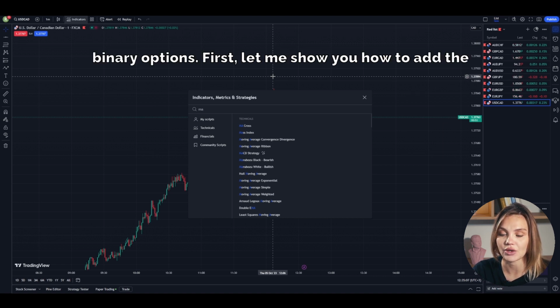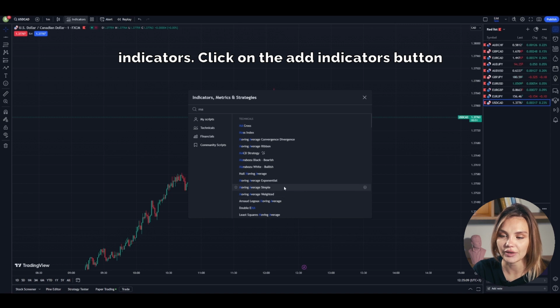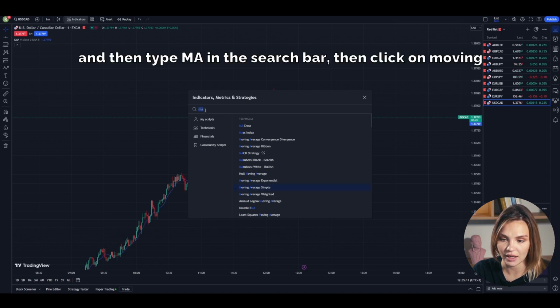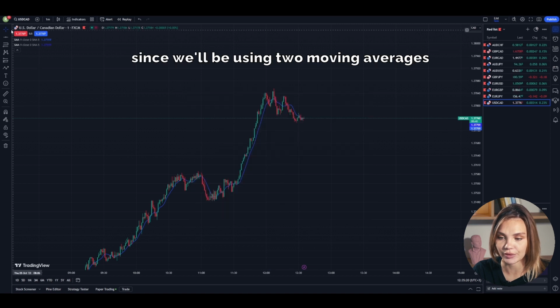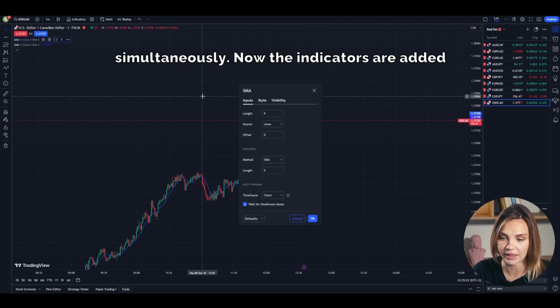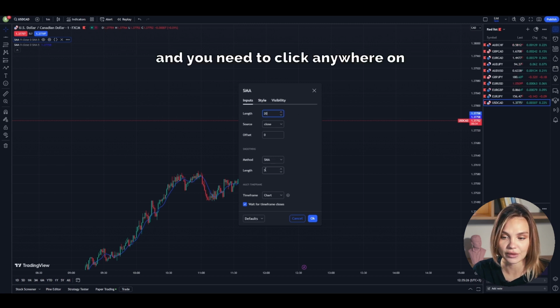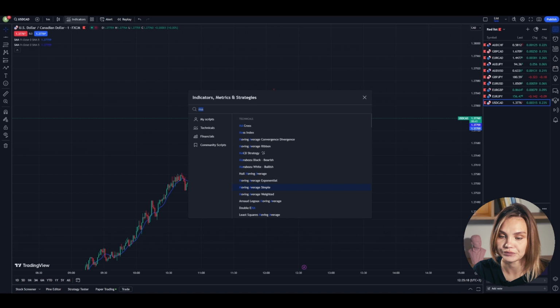First, let me show you how to add the indicators. Click on the Add Indicators button and then type MA in the search bar, then click on Moving Average Simple. Add 2 of these indicators since we'll be using 2 moving averages simultaneously. Now the indicators are added and you need to click anywhere on the chart to close the search window.